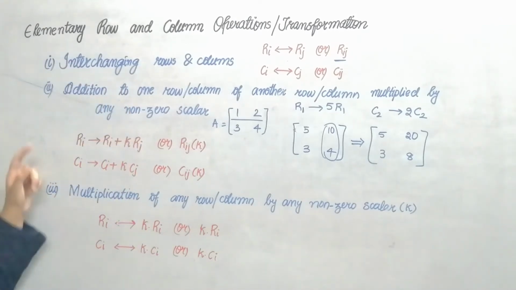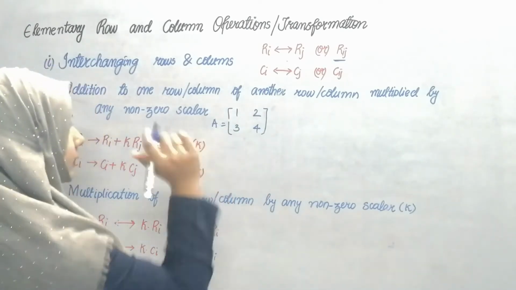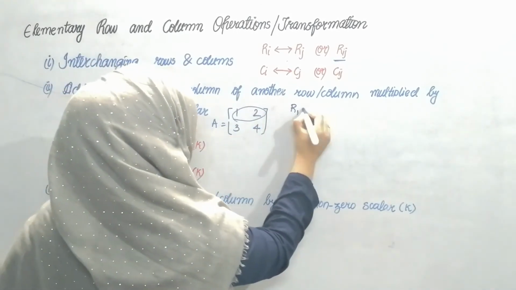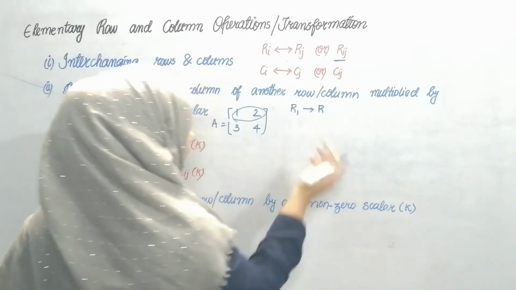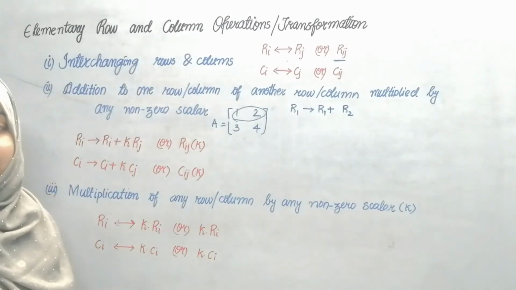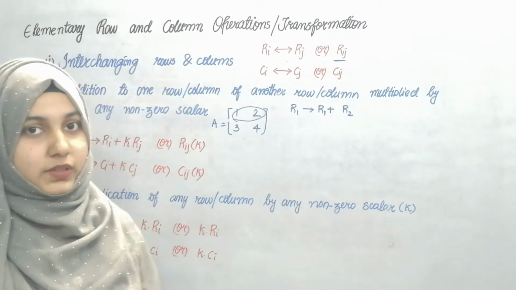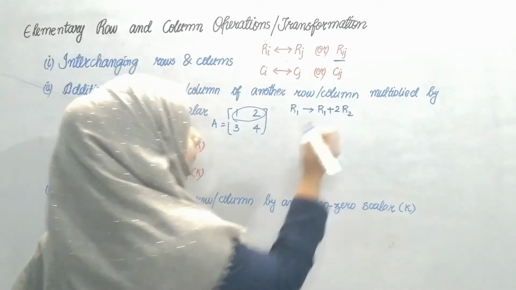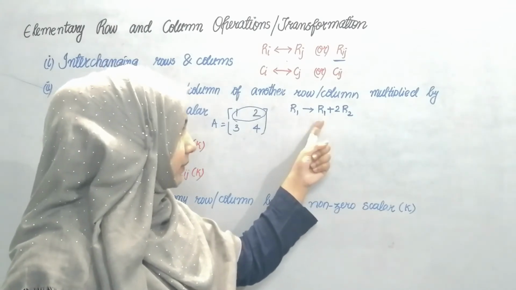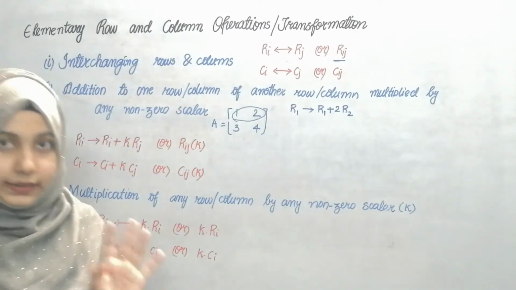So let's see addition. We'll take the same matrix 1, 2, 3, 4. Now you're saying that to the first row you want to add the second row. The elements of first row are added with the elements of second row. Right? And also you're saying that before adding the second row, I want to multiply the elements of second row with some number. Suppose you want to multiply it with 2. So it will look something like this. The first row is being transformed: its elements are being added with second row elements which are first multiplied with 2. Okay, let's see it.